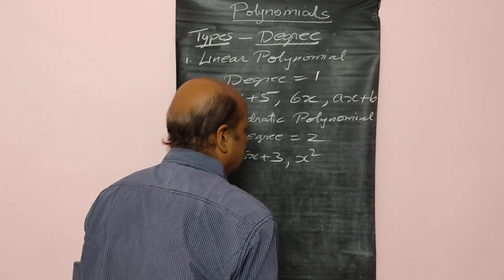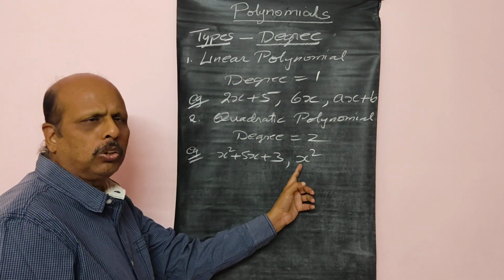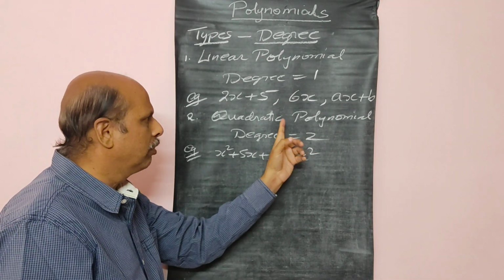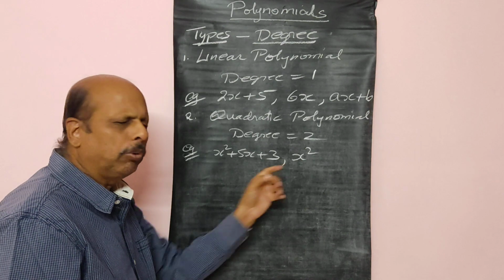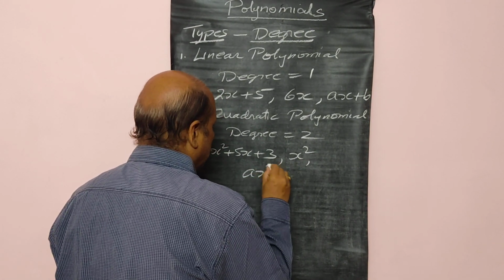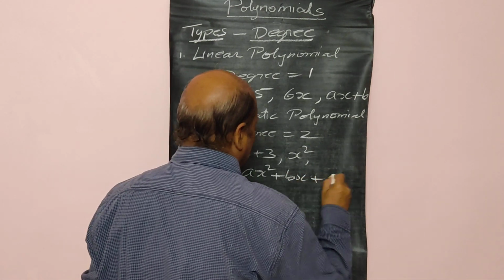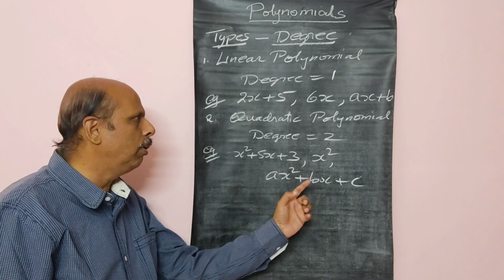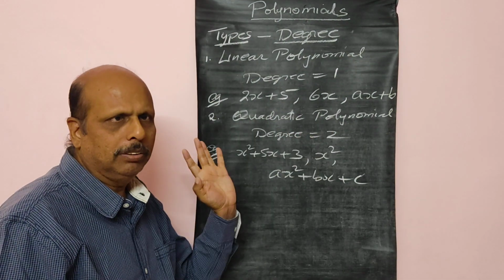x square. Only one term is there, but still the power of the variable is 2. It is of degree 2. Therefore, it's a quadratic polynomial. The general form of a quadratic polynomial is ax square plus bx plus c. ax square plus bx plus c is the general form of a quadratic polynomial.